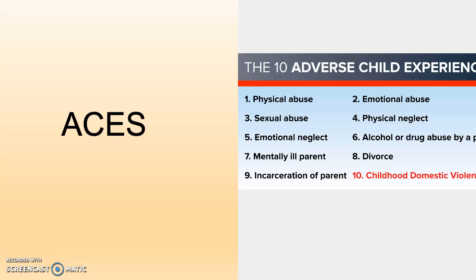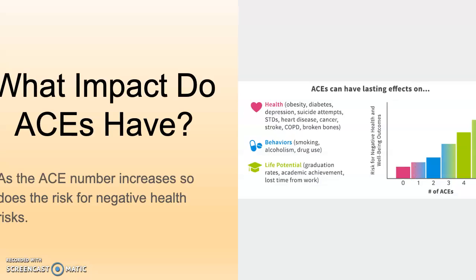And each student in a school building has had at least one of these. So just having one of them puts them a little bit more at a higher risk. But students that have 5 or more, of course, they're going to have the health problems, the behavior problems, and the life potential problems. And these are the students that fall into the cracks. These are the students that we lose.